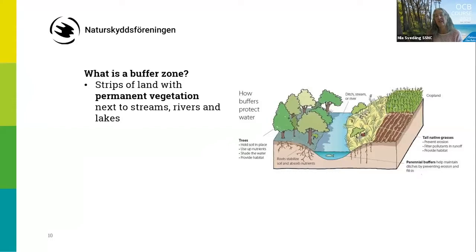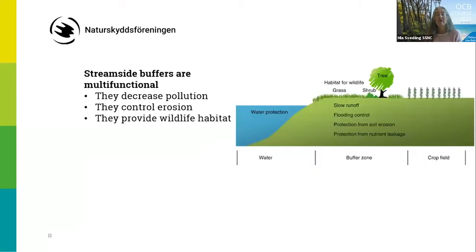And what is it actually, a buffer zone? Well, it's simply a strip of land with permanent vegetation, which can be of different kinds. It can be trees or grass or something else, but it's permanent vegetation and it's next to a stream or a river or a lake. And streamside buffers are really important because they are multifunctional. They decrease pollution, they control erosion, and they provide wildlife habitat. So they do a lot of things at the same time.